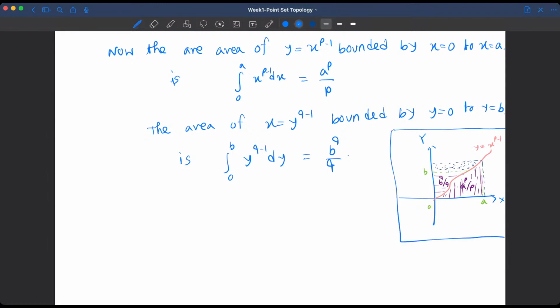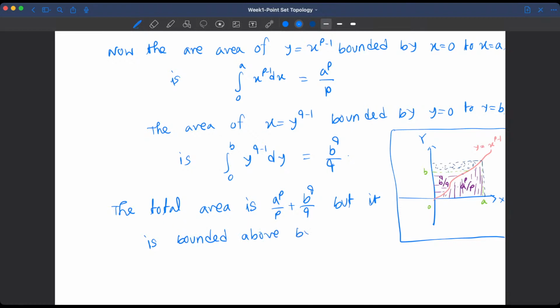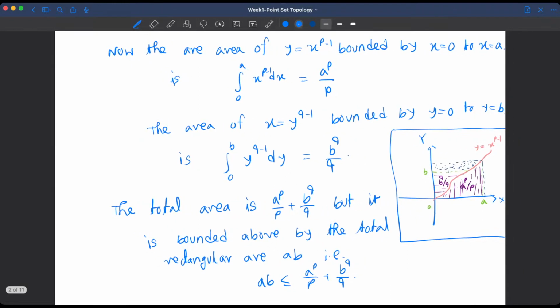you will get that this rectangular area, ab, is bounded above by a^p/p plus b^q/q. Okay, so this is just that proof.